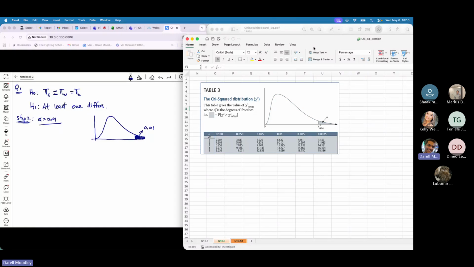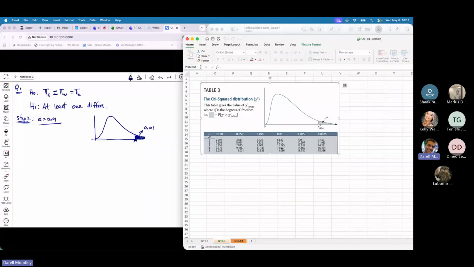Now, the trick here is to figure out the value on the horizontal axis that corresponds to an area of 1%. How you determine that is if you look at this table, the first row has all your different alphas. We are dealing with alpha equal to 0.01, so we would be using this fourth column, where we see 0.01 on the first row. That's the column we're going to use, but we just need to figure out which row to use.